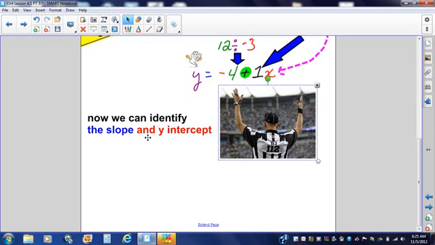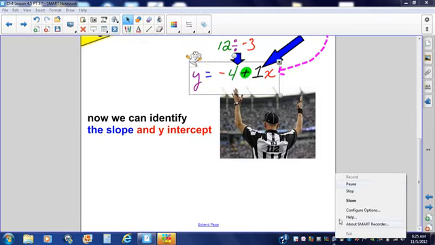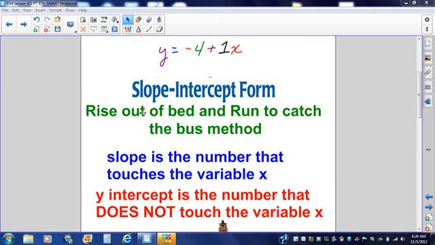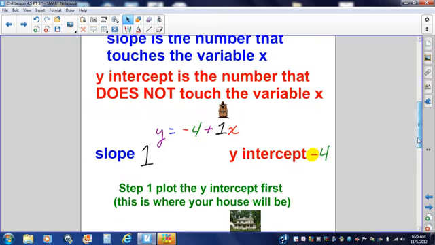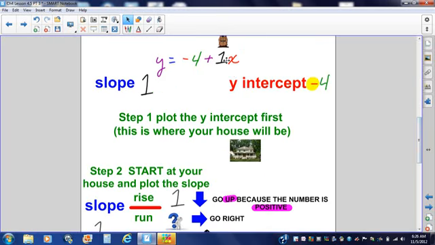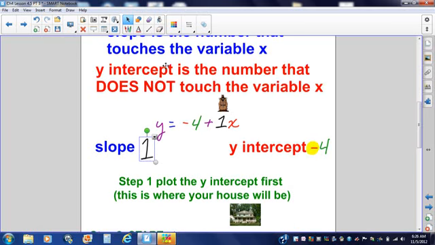Now we can identify the slope and y-intercept. Remember, the slope is a number that touches the variable x. So, in this equation, 1 is touching the variable x. My slope is 1. Remember that your y-intercept does not touch the variable x. Negative 4 does not touch the variable x. Negative 4 would be my y-intercept.